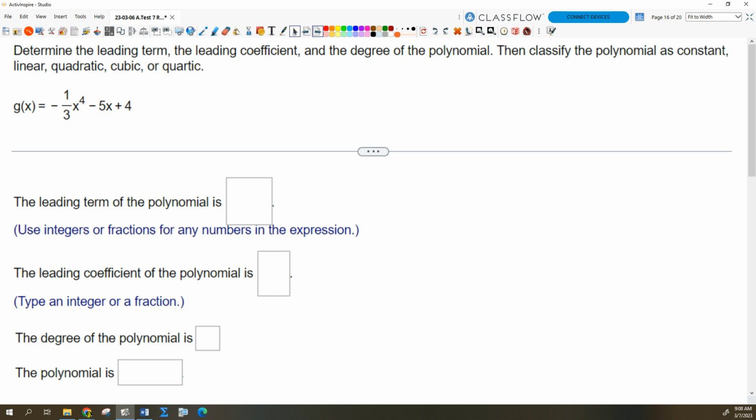So what's the leading term of that polynomial? The leading term. There you go. It's the first term, right? So negative 1/3 x to the 4th, which makes the leading coefficient negative 1/3. The degree, show me with your fingers, everybody. 4, perfect. So what do we call it if it's 4? Quartic. Okay, and that'll just be a pull-down menu you can choose from.